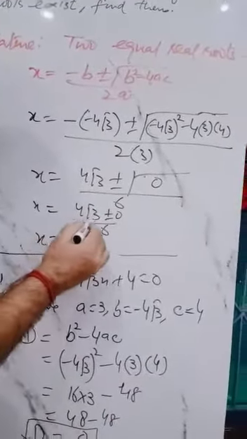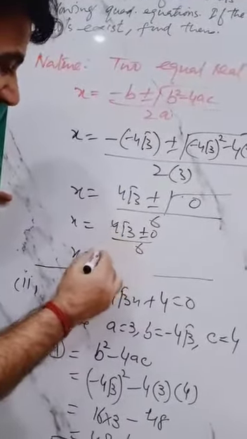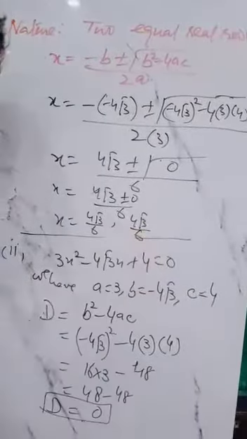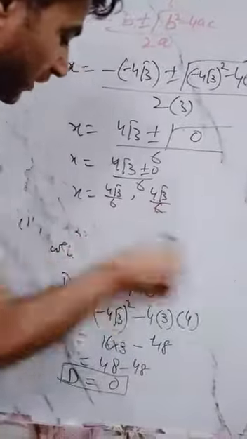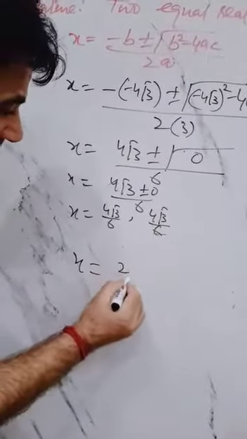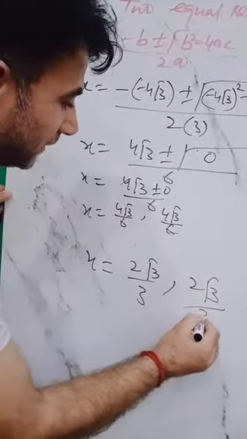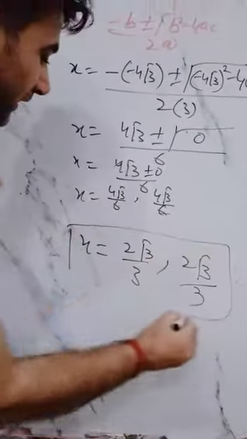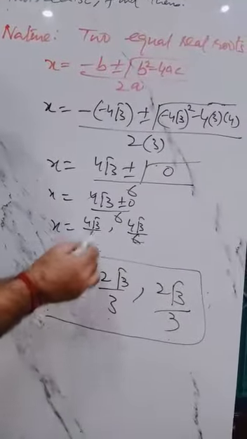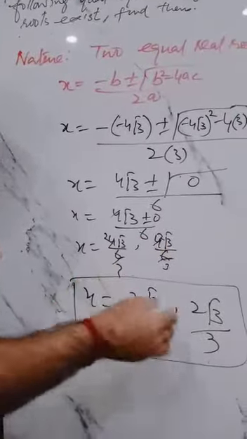We can cancel: 4 root 3 upon 6, comma, 4 root 3 upon 6. Therefore the two roots of this quadratic equation will be equal to 2 root 3 upon 3, 2 root 3 upon 3. So these are the two equal real roots of this equation. 2 root 3 upon 3, because you cancel: 2 twos are 4, 2 threes are 6. So these are the solutions.